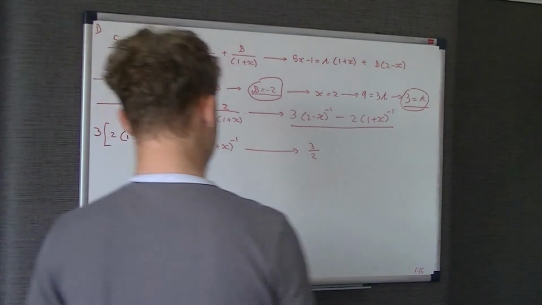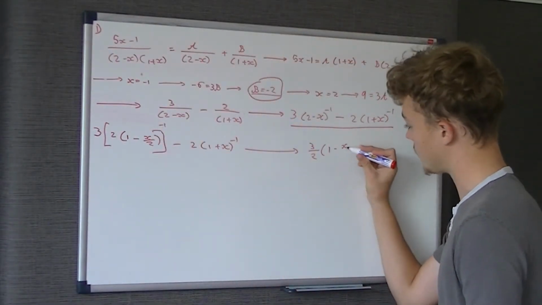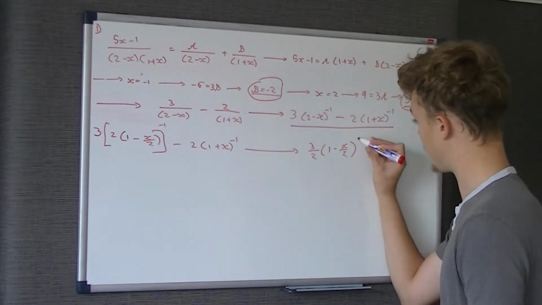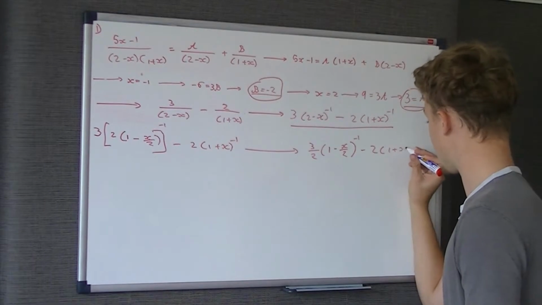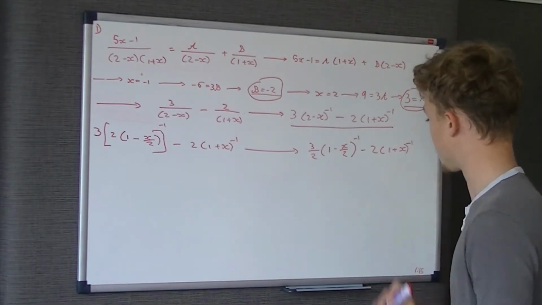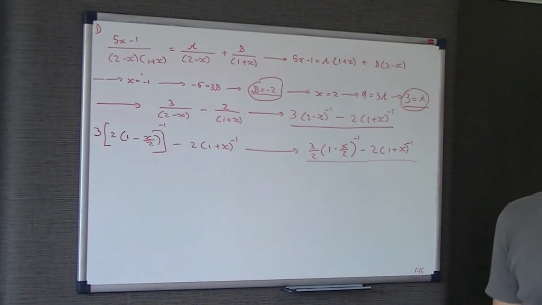So hopefully that makes some kind of sense. And then we're just going to rewrite this equation as we did before. So 1 take x over 2 to the power of minus 1, take away 2, 1 plus x to the power minus 1. Okay, so that's the sort of form we need it in now.